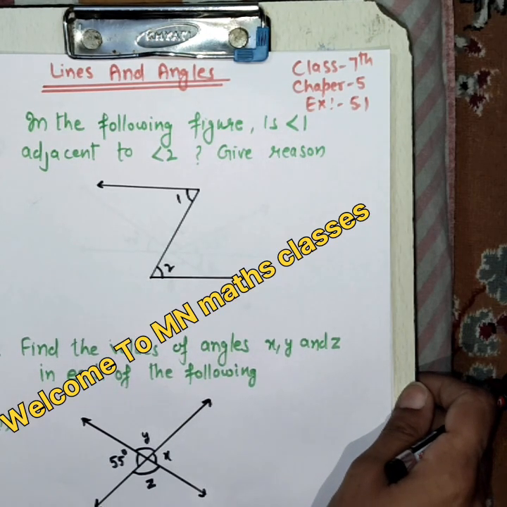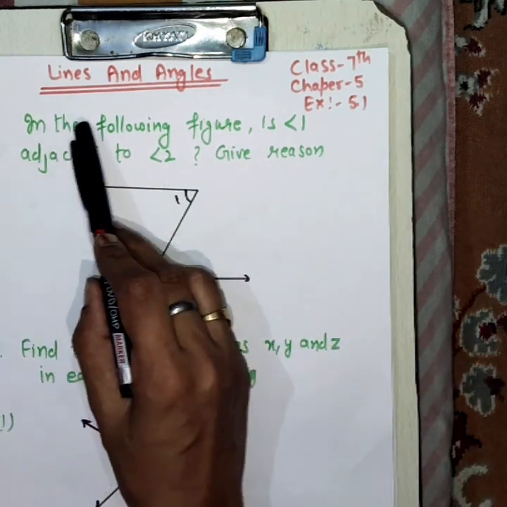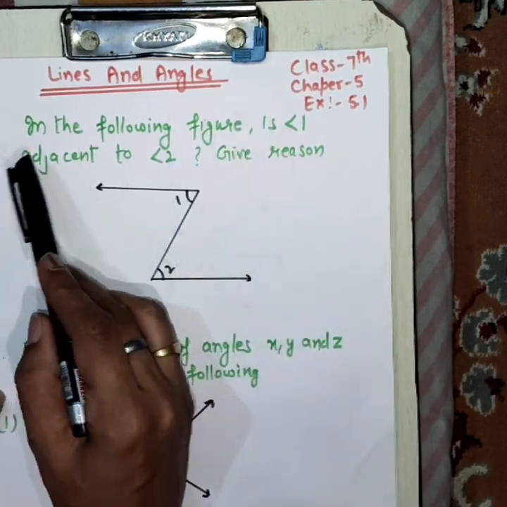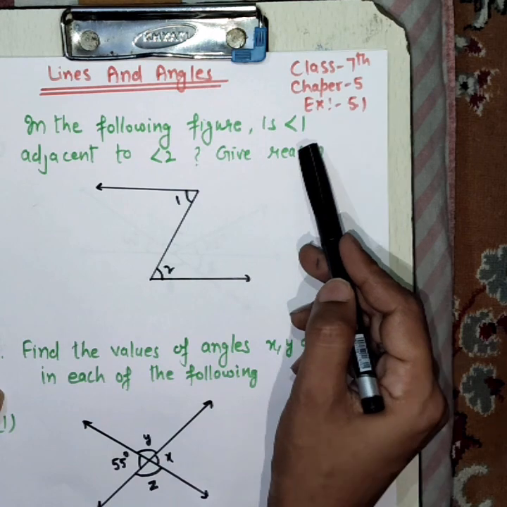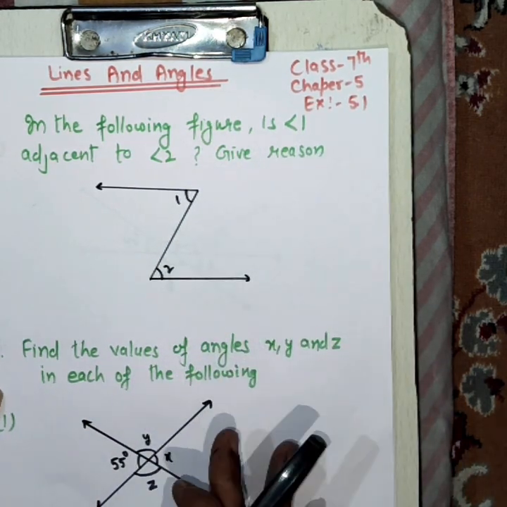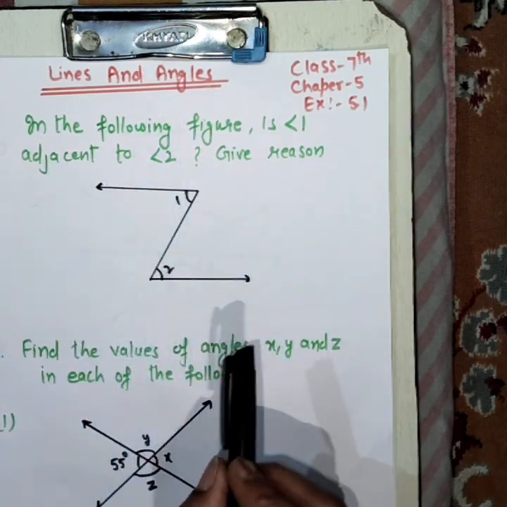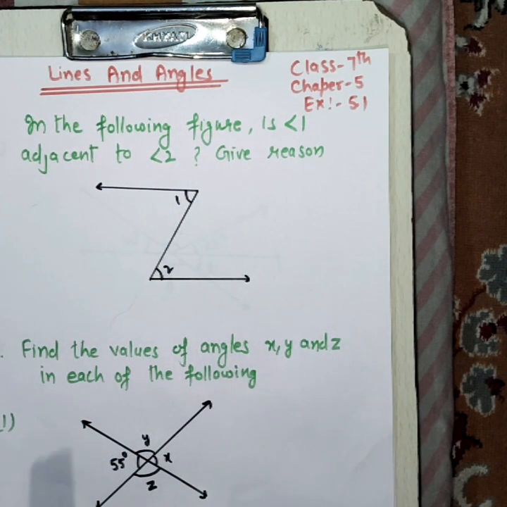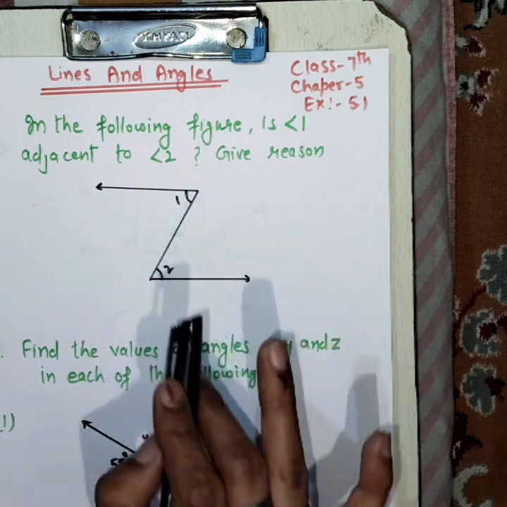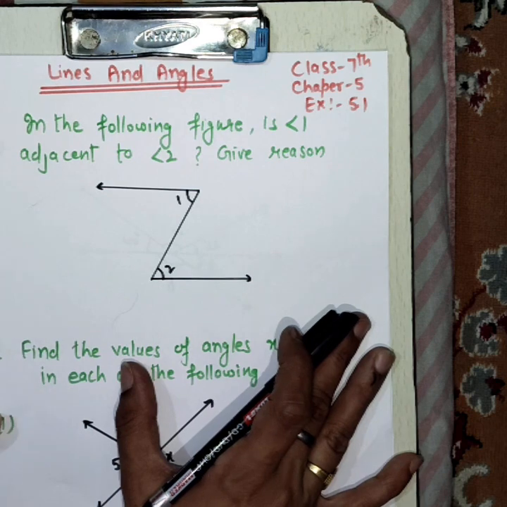Everybody, today we will do the next questions of class 7th maths chapter 5 exercise 5.1 lines and angles. The question is: in the following figure, is angle 1 adjacent to angle 2? Give reason. Check. What are adjacent angles? Adjacent angles are those that have a common arm and a common vertex. Now check if they have a common arm or vertex.